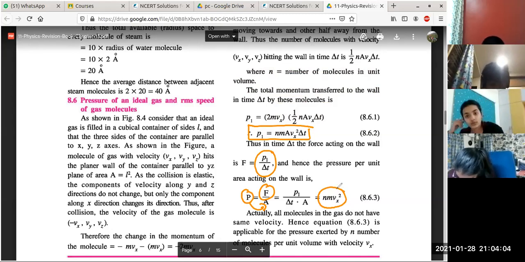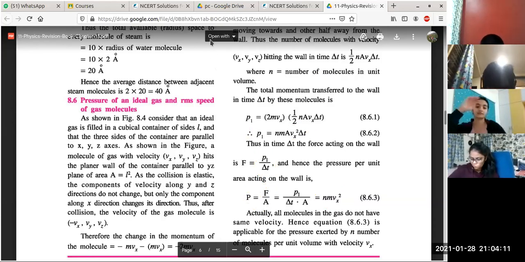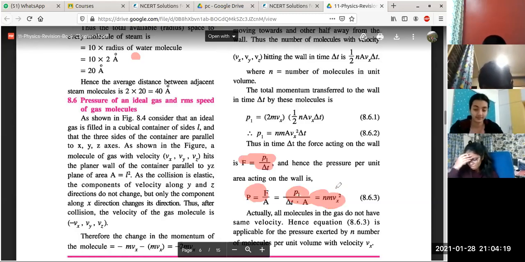Do we write this also? Yes, write this. This is force, this is pressure, and finally the pressure is n m Vx square. So sir, this is the pressure of the ideal gas.